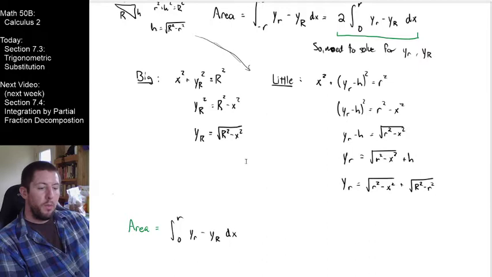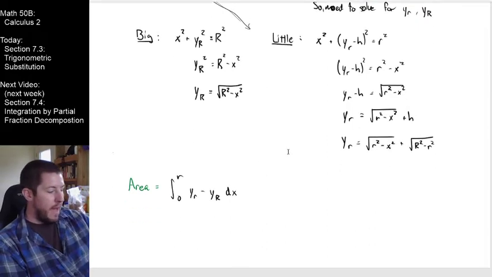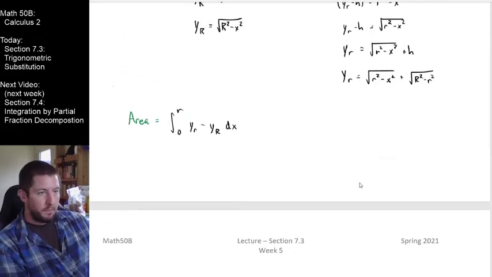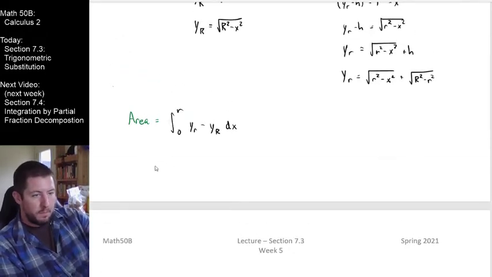We have now come up with what y sub r and y sub capital R are going to be. And so I'm going to throw those into our integrand now. And then we'll do some strategizing.